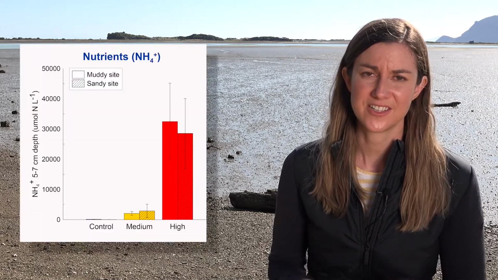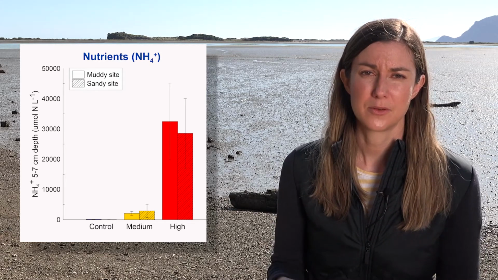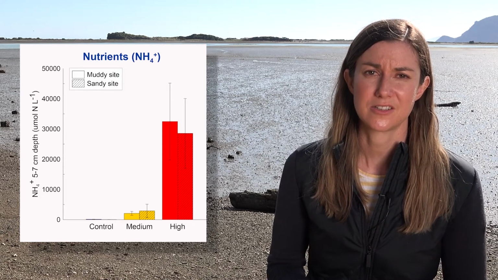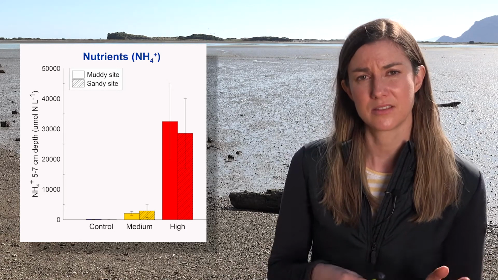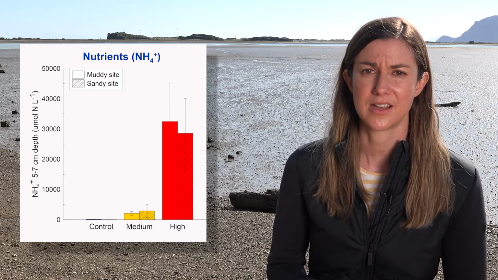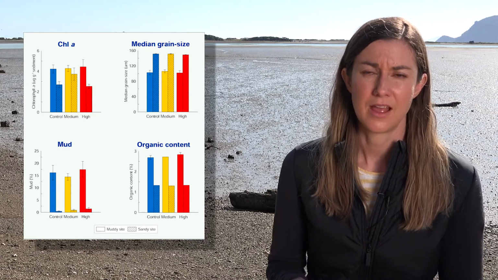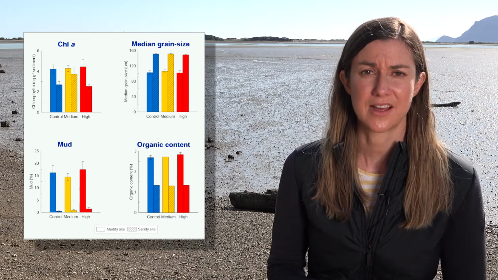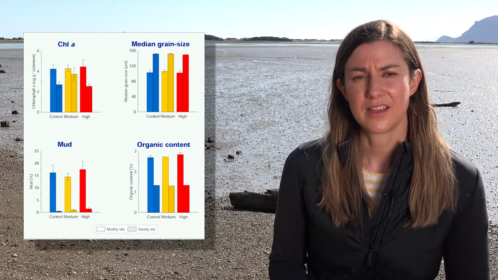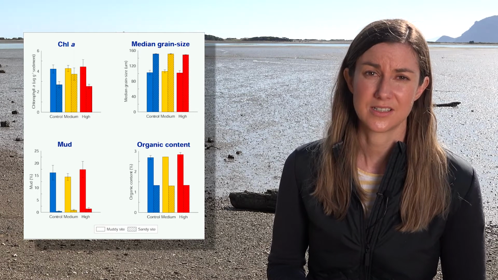So when we went back to our sites 7 months later, we found that the nutrient addition had worked, and sediments in the high plots were now comparable to what you might expect to see in a eutrophic estuary. So there was big differences in the nutrient levels between the 3 treatments, but no significant difference between the 2 sites. In contrast, when we looked at other sediment properties, the nutrient addition had not affected them, although these were different between the 2 sites. So we can be confident that any changes that we're seeing in our benthic communities are indeed a result of our nutrient addition.